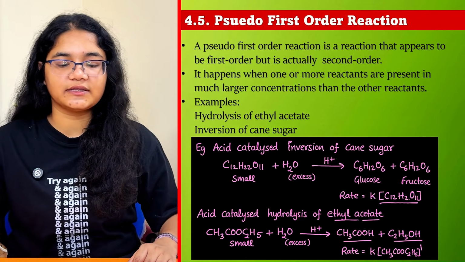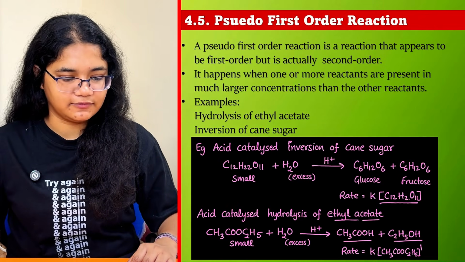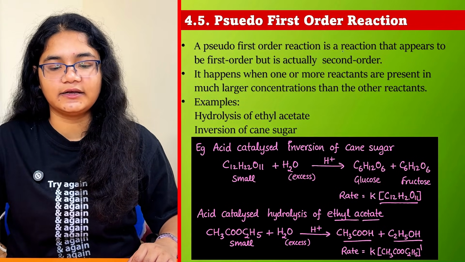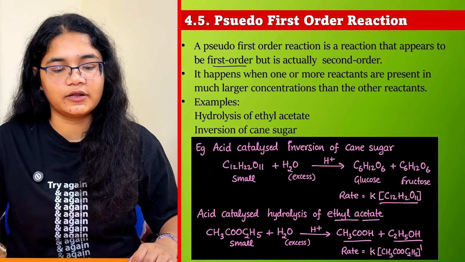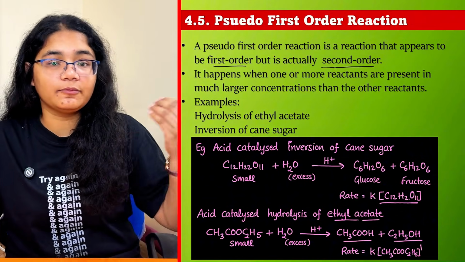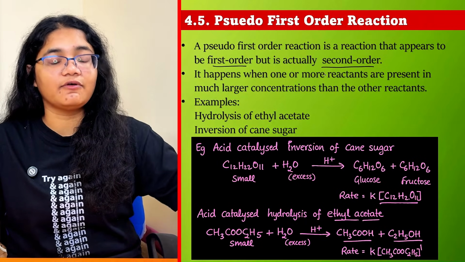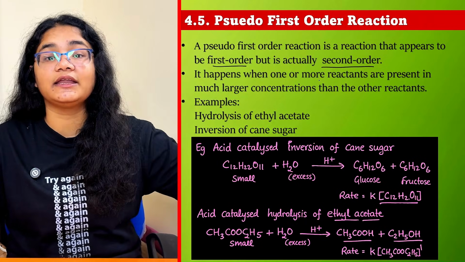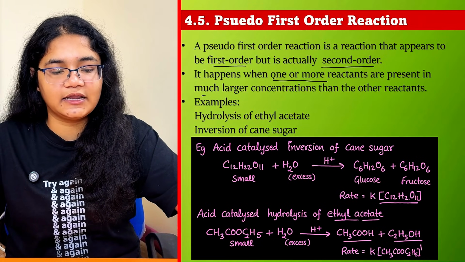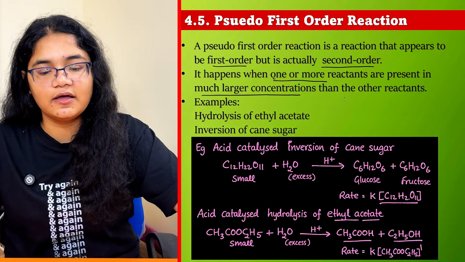Now let's move to something called a pseudo first order reaction. What is a pseudo first order reaction? A pseudo first order reaction is a reaction that appears to be first order but is actually second order. Why does it appear to be first order? Because one of the reactants is present in excess. It happens when one or more reactants are present in much larger concentration than the other reactant.